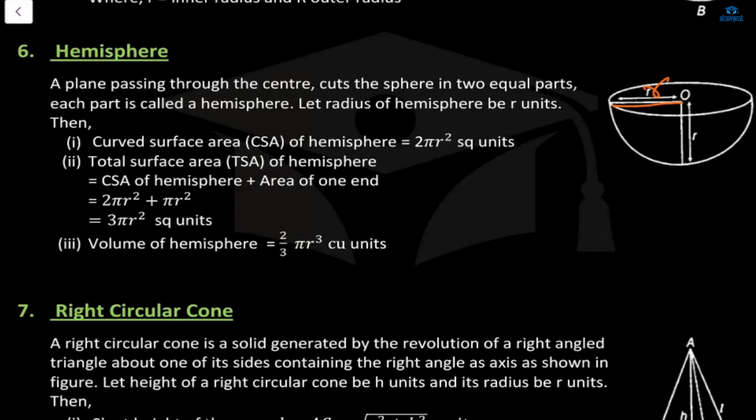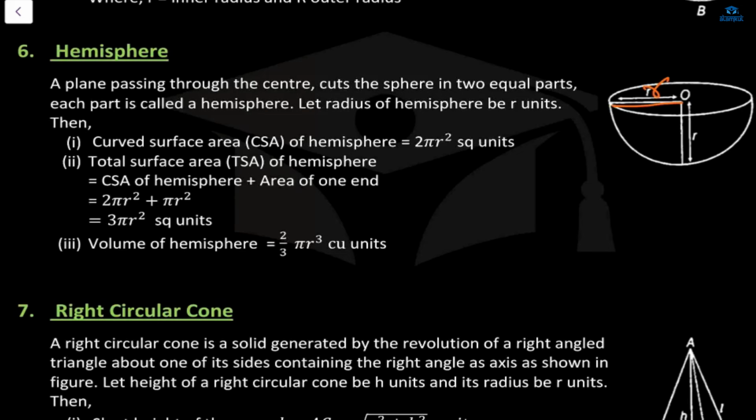Now, curved surface area of a hemisphere. What was the curved surface area of a sphere? It was 4 pi r square, and a hemisphere is just half of a sphere. So it will be 4 by 2 pi r square, so it will be 2 pi r square. Now, total surface area of a hemisphere.